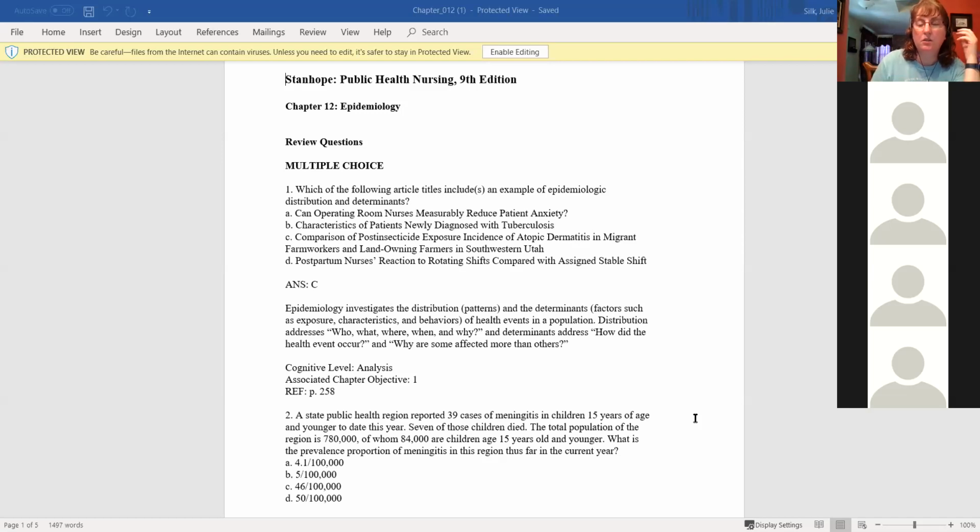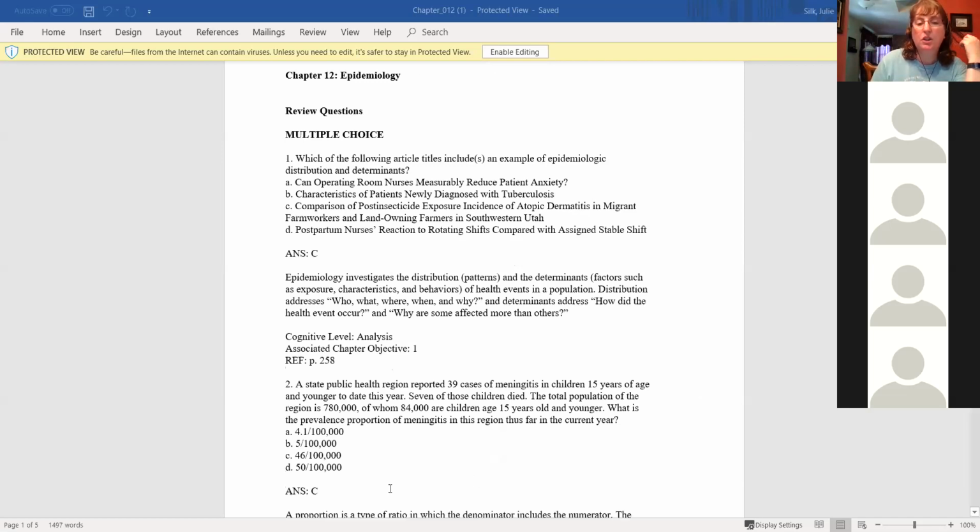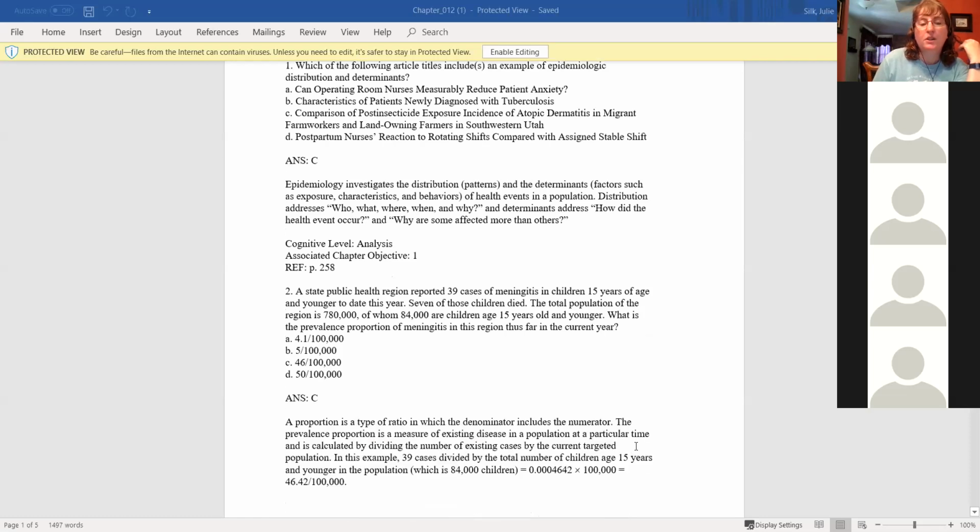Any thoughts? So this is going to be C, 46 out of 100,000. All right, so it says down here, when you do this proportion thing, in this example, 39 cases divided by the total number of children aged 15 years and younger in the population, which is 84,000 children. So that's how they're getting that.